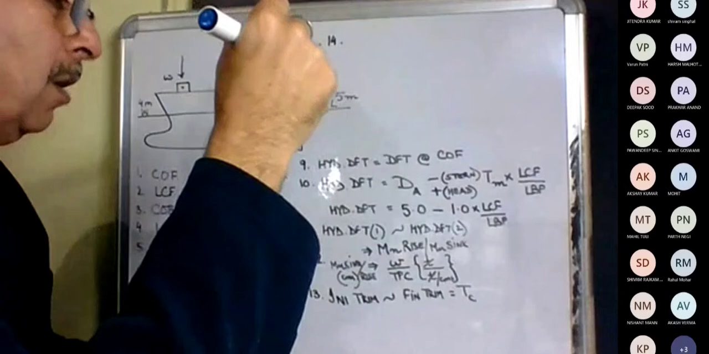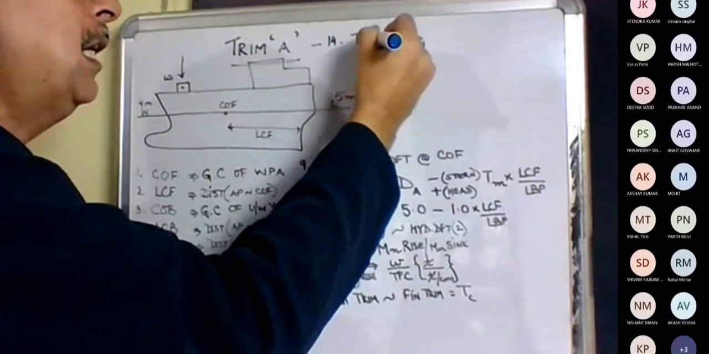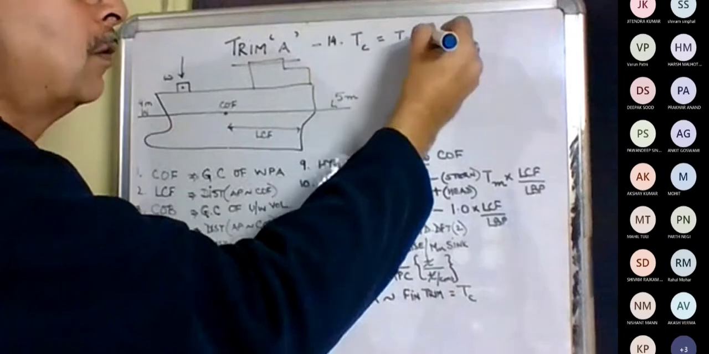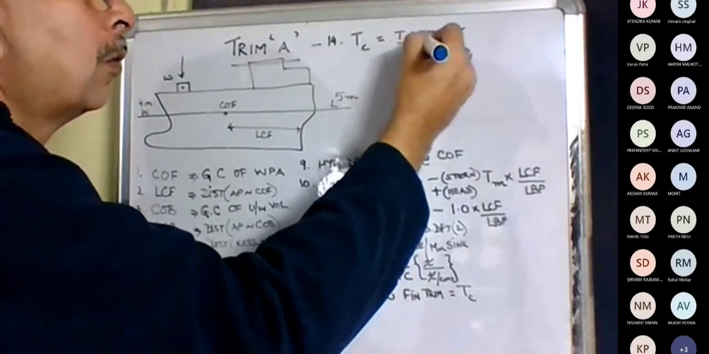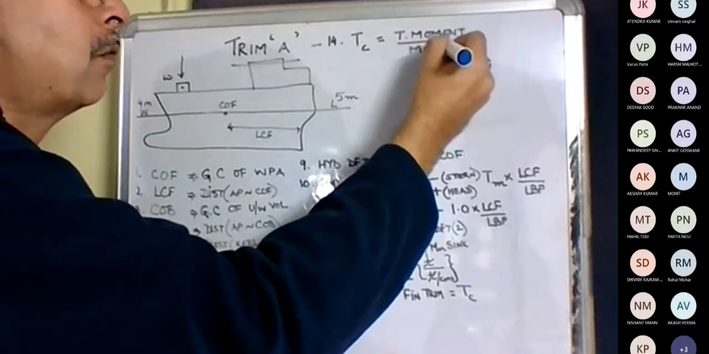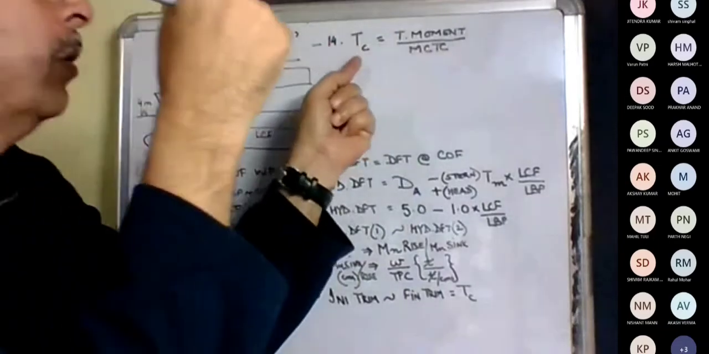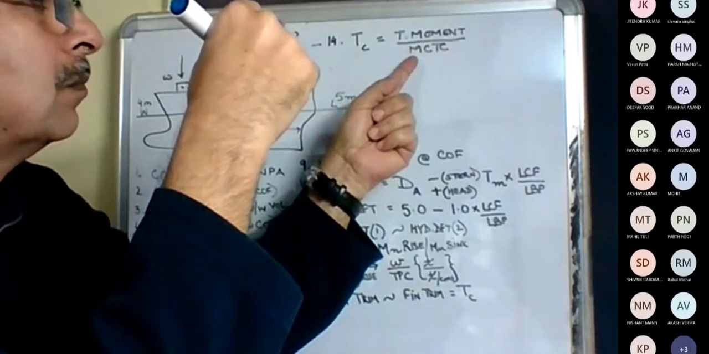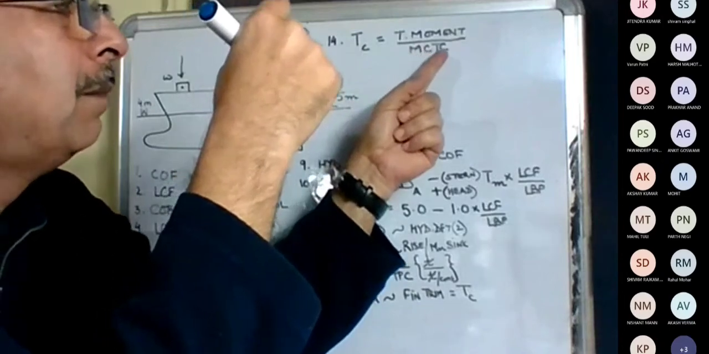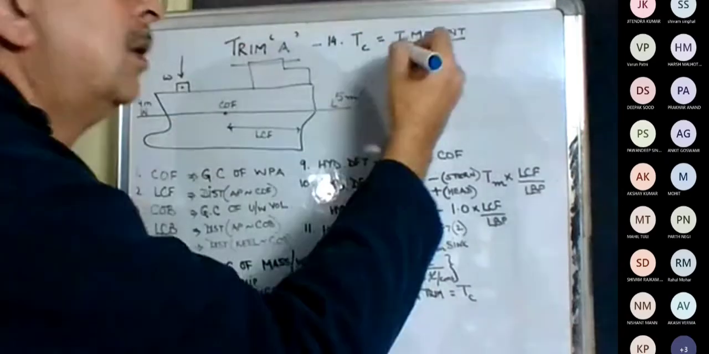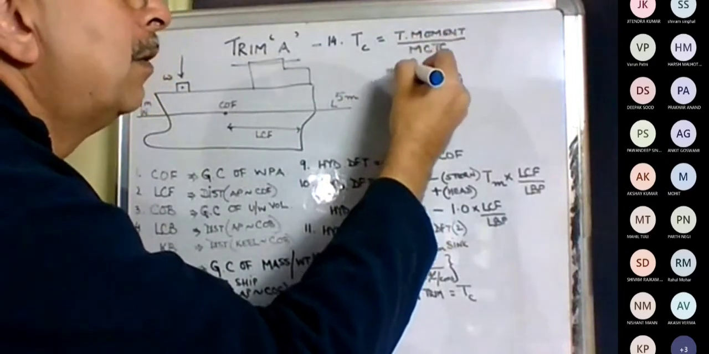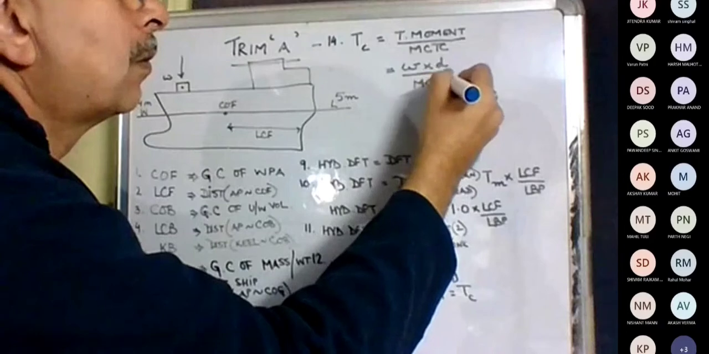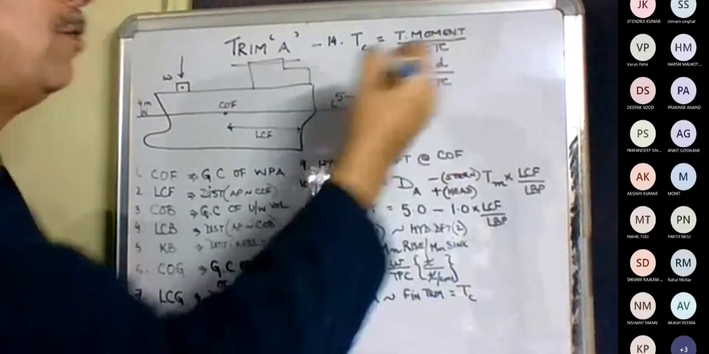So now, TC, trim cost, is equal to trimming moment upon MCTC. MCTC stands for moment to change trim by 1 centimeter. Trimming moment is W into D, upon MCTC.